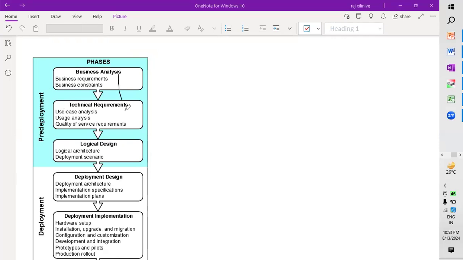Next, these business requirements will be translated into technical requirements. Because at the end of the day, what we are going to develop is the application, right? So we are developing a technical solution here. Whenever we develop a technical solution, it is always required to understand the different technical requirements we have. When we try to understand the technical requirements, the very first thing to understand is use case analysis. Use case analysis majorly focuses on the functional elements.